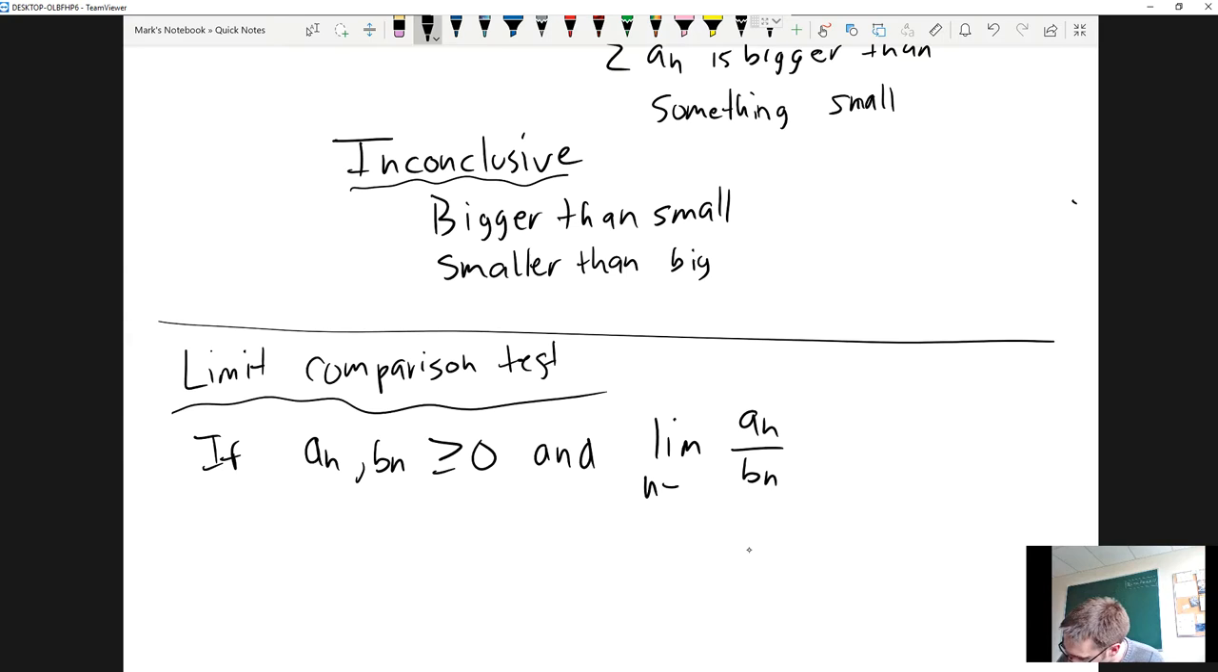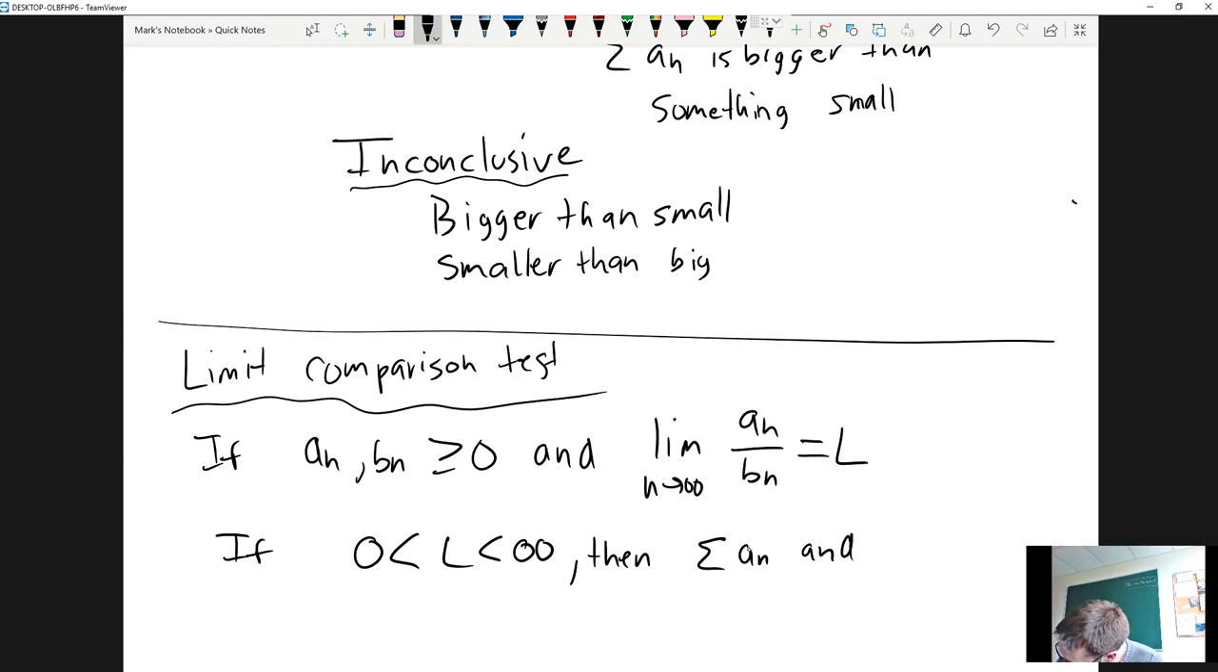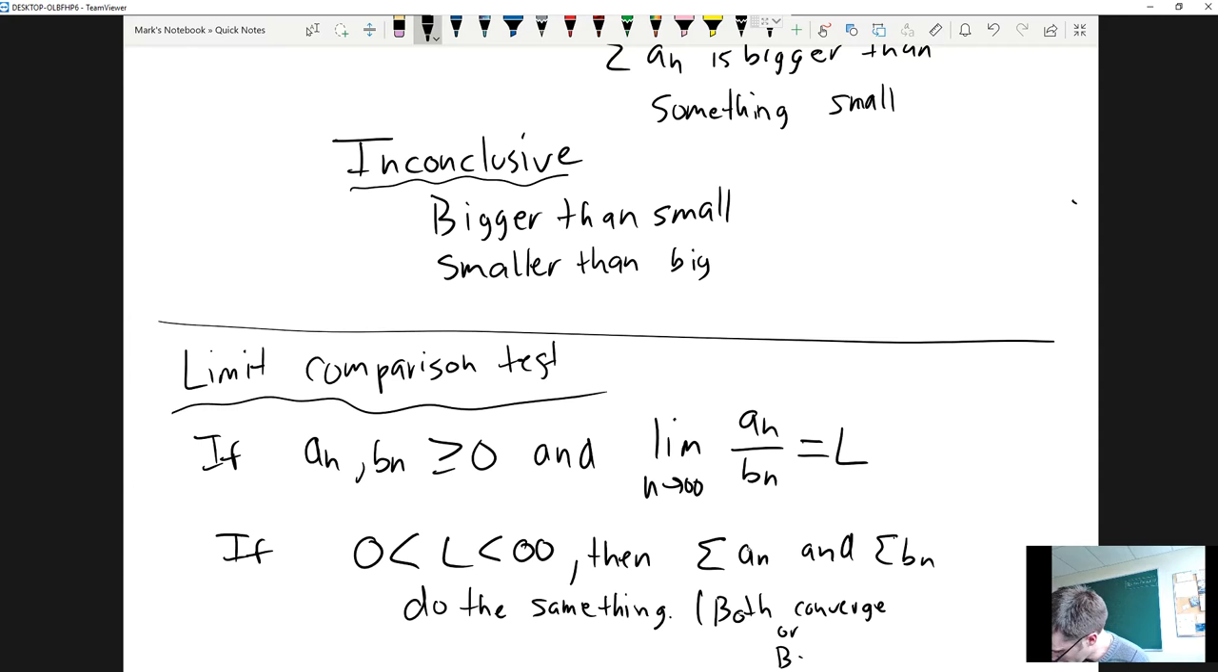In other words, we can look at how big are the terms, or what's the ratio of the terms in the two series when n is large. And let's call that answer L. And what the limit comparison test tells us is that if L is some positive finite number, then the sum of an and the sum of bn do the same thing. In other words, both converge or both diverge.